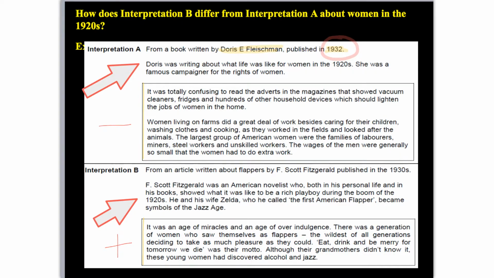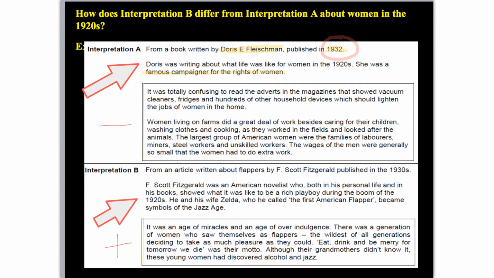But more importantly, she was a famous campaigner for the rights of women. So if she's a campaigner for the rights of women, she clearly is looking to try and promote politically the view that women should have greater equality, perhaps in terms of greater voting equality, greater equality in terms of actually standing for election, perhaps greater equality in terms of social life as well. So that's really important.